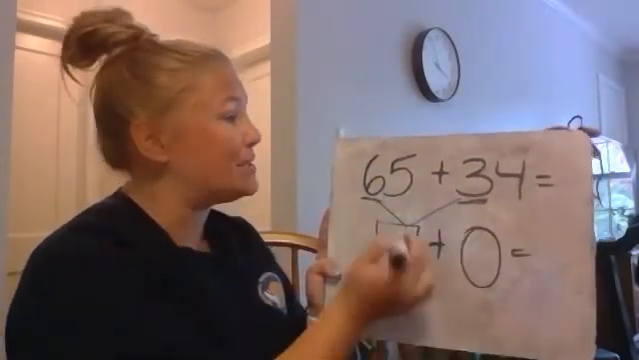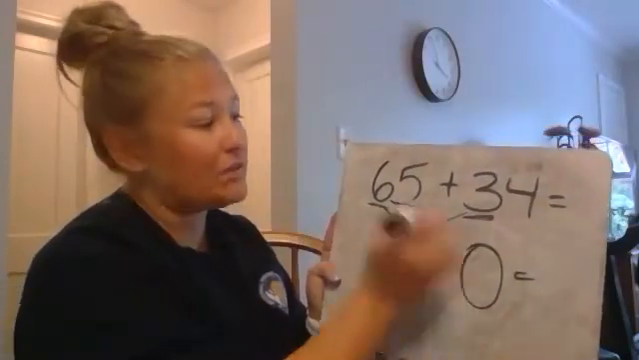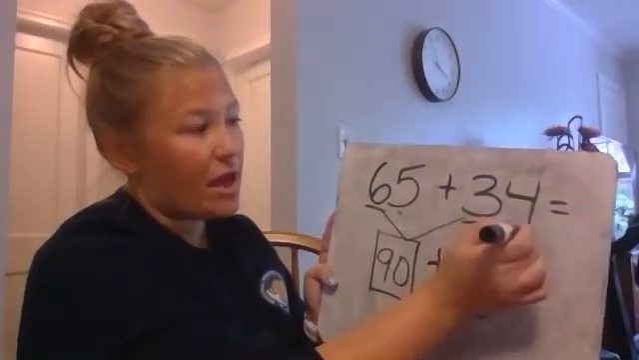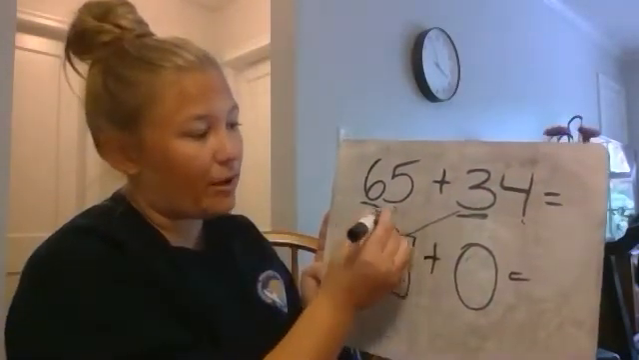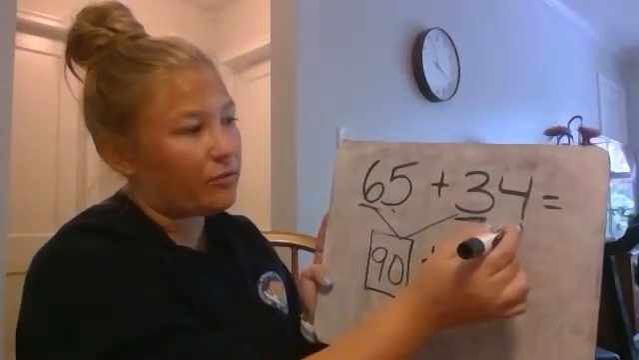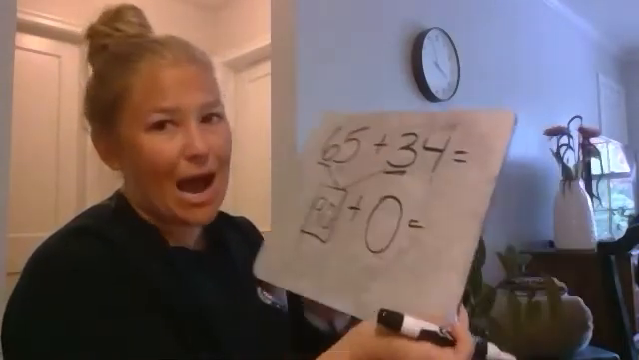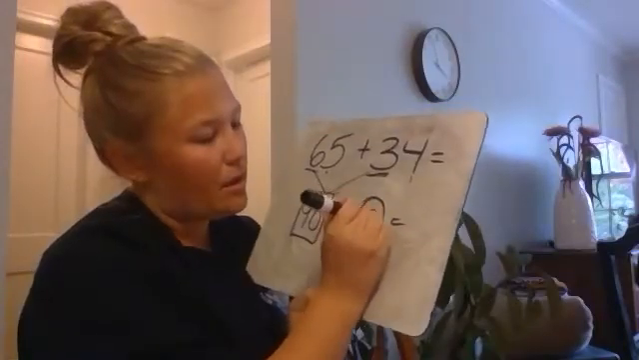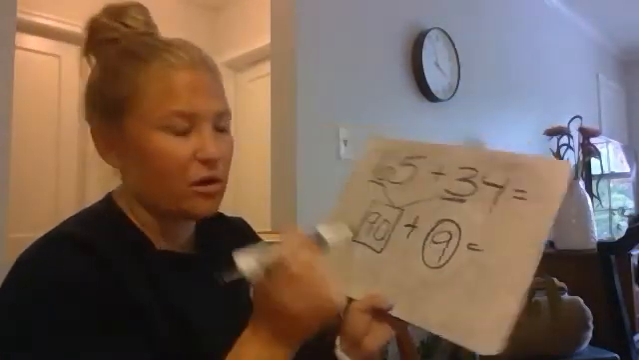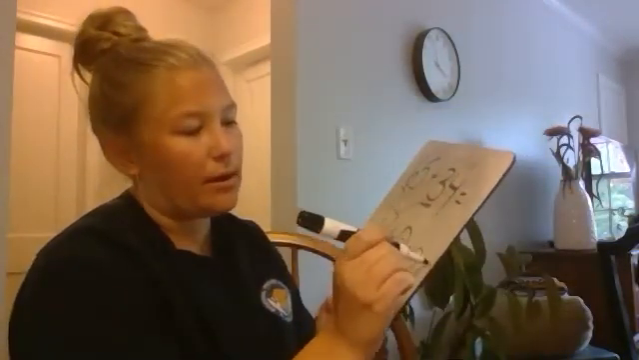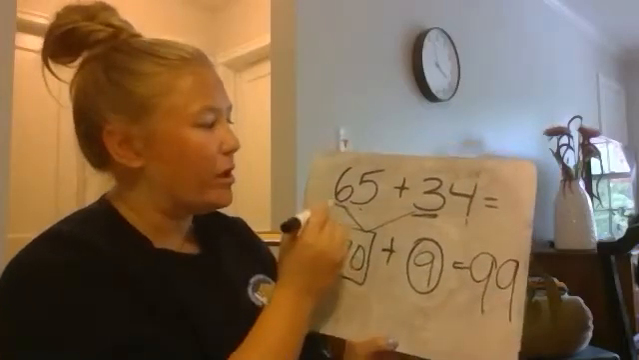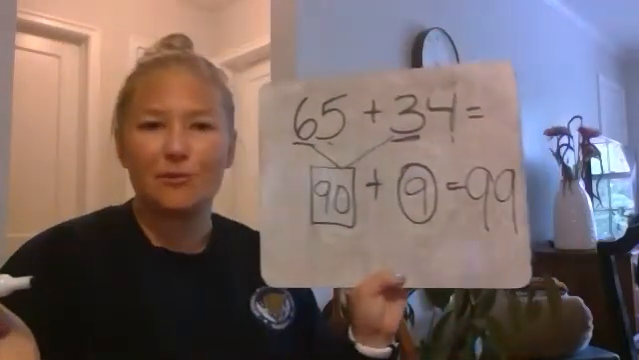Now we do our ones. I have a 5 in the ones place in the number 65 and a 4 in the ones place in the number 34. So I have 5 ones plus 4 ones equals 9. 9 ones. Squish them together. 99. 65 plus 34 equals 99.